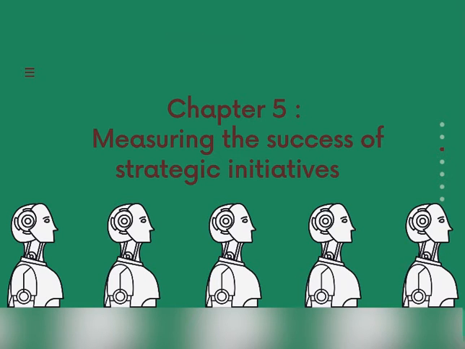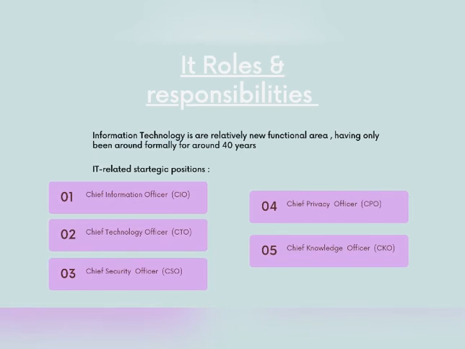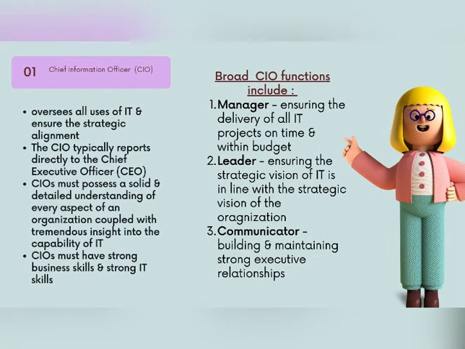Don't go anywhere. There is a last chapter, which is Chapter 5. IT roles and responsibility. Information technology is a relatively new functional area, having only been around formally for around 40 years. There are 5 IT-related strategic positions, which is Chief Information Officer, Chief Technology Officer, Chief Security Officer, Chief Privacy Officer, and the last one is Chief Knowledge Officer.